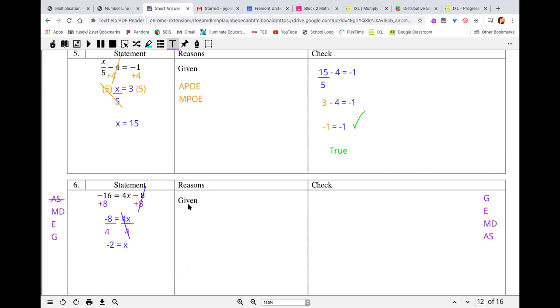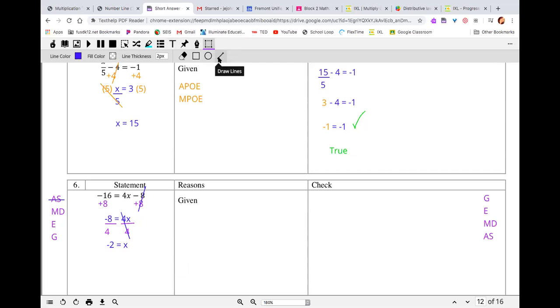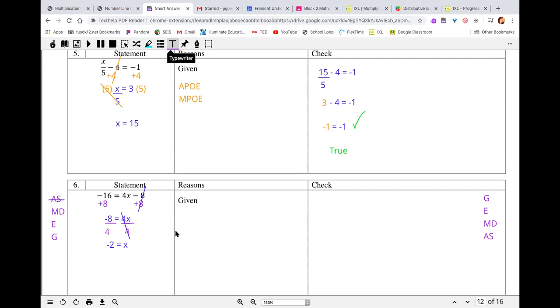Now for my reasons, I try to make those in purple to help us. Given, what steps did I do? APOE and DPOE. So we did APOE because first we added and then we divided. That's very good. We are writing what we did to the problem, not what it said. It said minus, but we don't write S. We added, so we write that. And even though it was times, we divided it. So that's why we write DPOE.